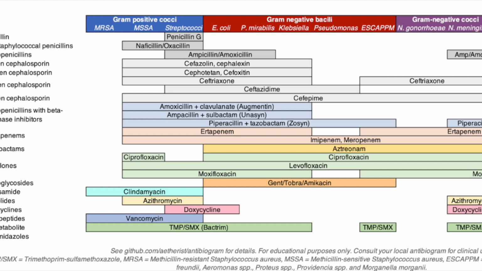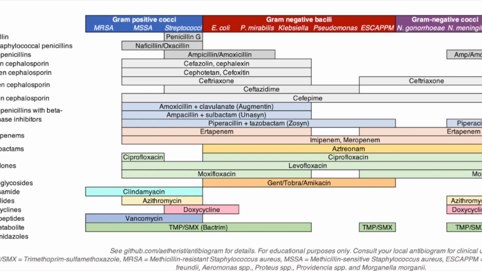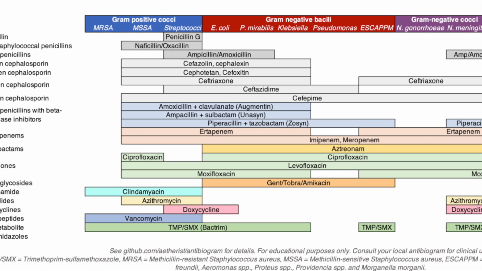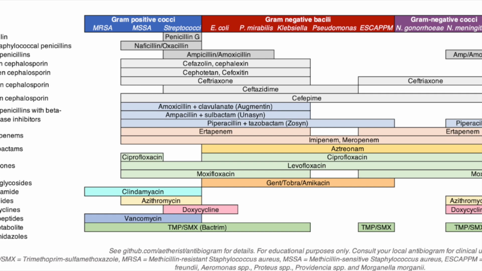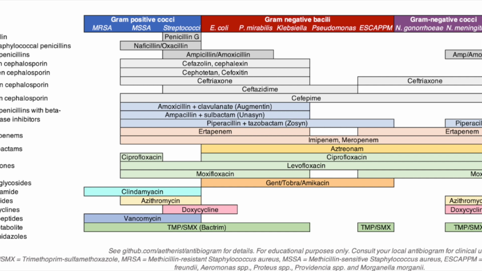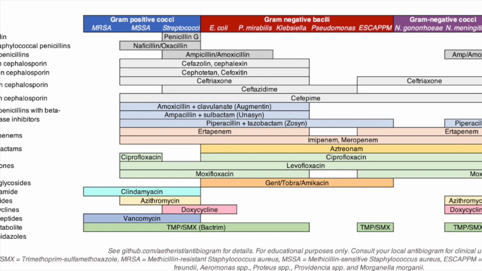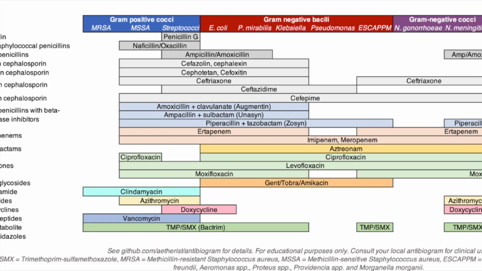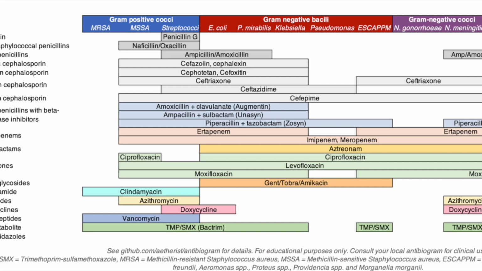Okay, so the next drugs we have are the attachment inhibitor, the maraviroc, and we have the penetration inhibitor, the enfuvirtide. We have the integrase inhibitors, the dolutegravir, elvitegravir, raltegravir, and bictegravir. Then we have the protease inhibitors: atazanavir, darunavir, fosamprenavir, lopinavir, indinavir, ritonavir, and saquinavir.